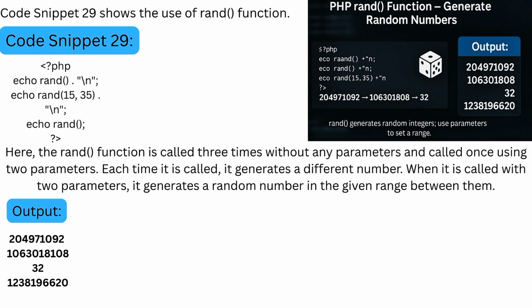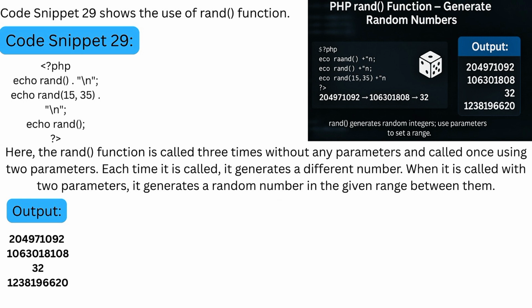The output displayed in the image shows different random numbers, such as 2,049,710,092, 1,063,018,108, 32, and 1,238,196,620. This shows how powerful and flexible the rand function is in PHP. It can produce random numbers both in general and within a specified range.